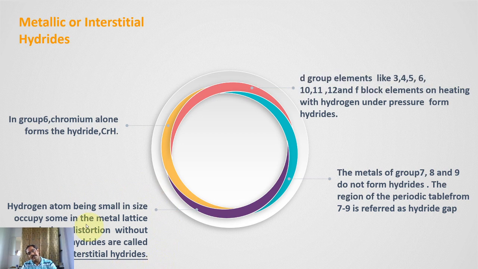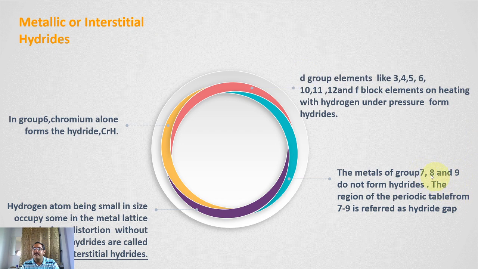This also I showed in the last class, where I showed a sodium chloride crystal into which hydrogen can get in. Okay, so here also we'll see in the following slides. In group 6, chromium forms CrH. D group elements 3, 4, 5, 6. That 7, 8, 9 then belongs to the hydride gap. 3, 4, 5, 6, 10, 11, 12 of the F block elements, they form hydrides with hydrogen.